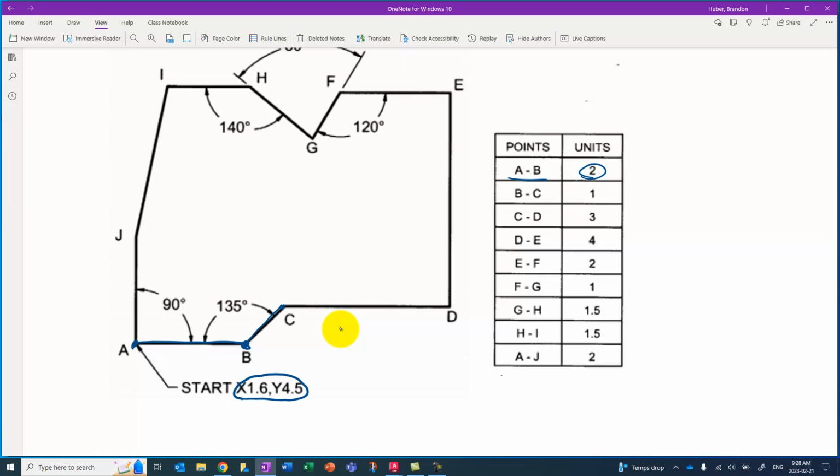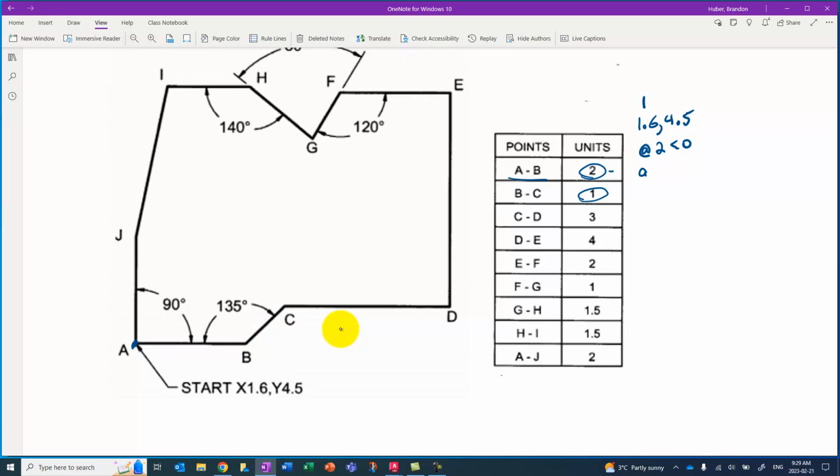From B to C is 1 unit. The angles are given, but it gets a little bit tricky in some places. I'll explain as I go. So let's do like we've done in the past. Let's write down what our commands would look like. The first thing we would need is L for line and then enter, and then our absolute coordinate of 1.6 and 4.5. Now we're going to use our polar coordinates. Moving from A to B, we would use at, and then the distance of 2, and the angle of 0. All right, so far so good.